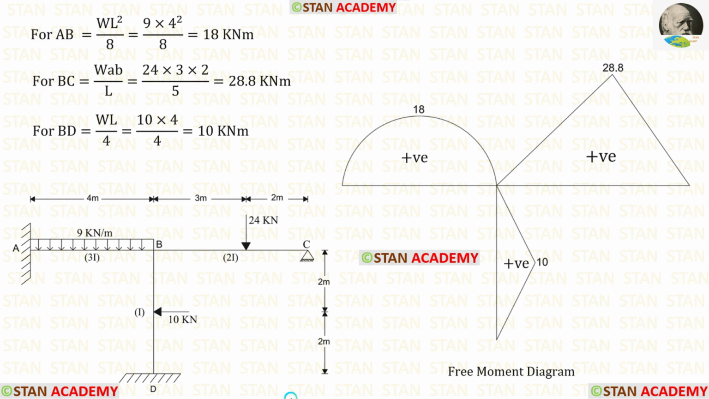Now we are going to draw the bending moment diagram. First, let us make the free moment diagram. For the free moment diagram, we have to assume every span as a separate simply supported beam. Using these formulas, we can find out these moments and draw this diagram.